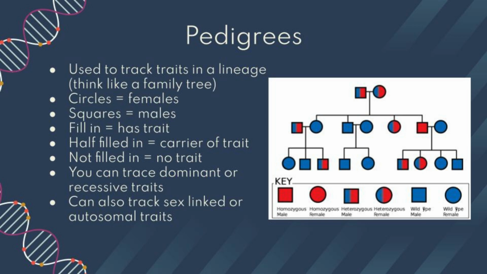So this is what a pedigree looks like. Circles are females, squares are males. If it's fully filled in, then it has the trait that you're tracking. If it's partially filled in, it's typically a carrier.